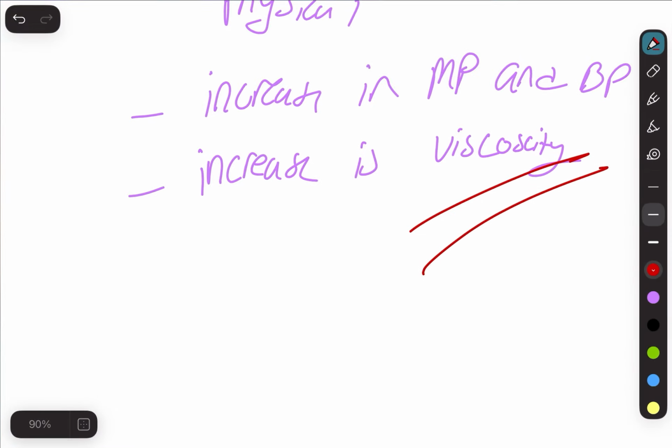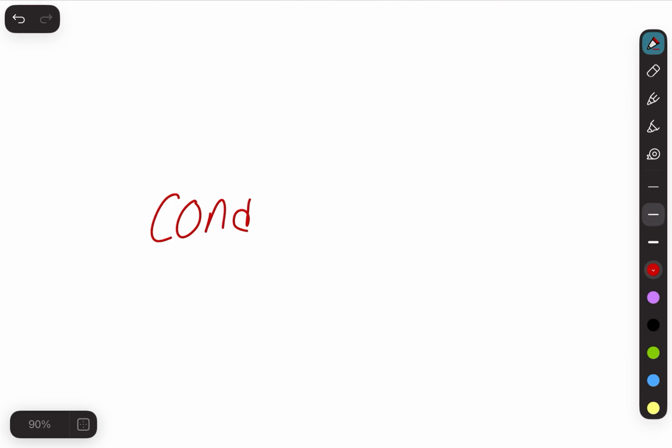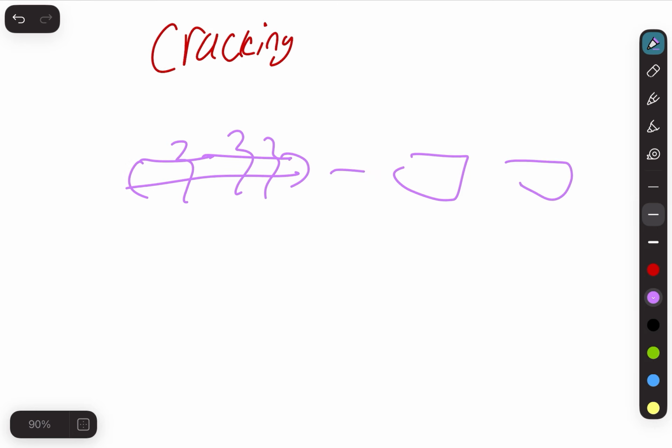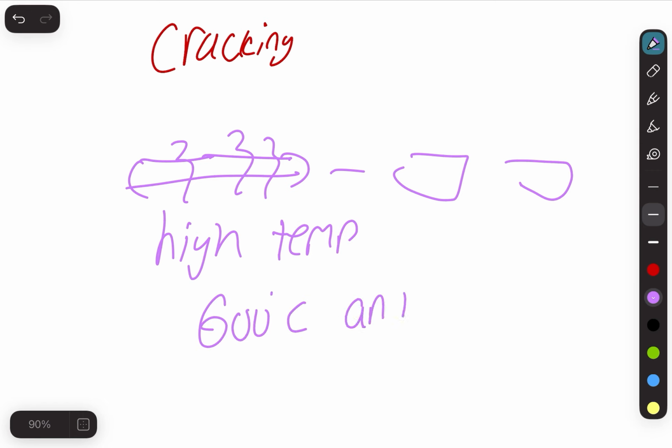Okay, guys, we need to know the conditions for three things. First, the conditions for cracking. Cracking is when you have long chains and split them to get shorter chains, right? So for cracking, you need a high temperature of 600 degrees Celsius, and you need a catalyst.